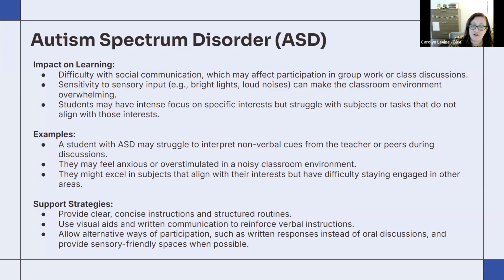Also, allowing alternative ways of participation, such as written responses instead of oral discussions, and sensory-friendly spaces when possible. Again, with alternative ways of participating in class, you don't have to fundamentally alter your class. If part of the class is working on oral presentation skills, then you don't have to waive that requirement for them. But if that's not a key factor of the class or not a core objective, then offering those alternative ways to participate is really helpful.